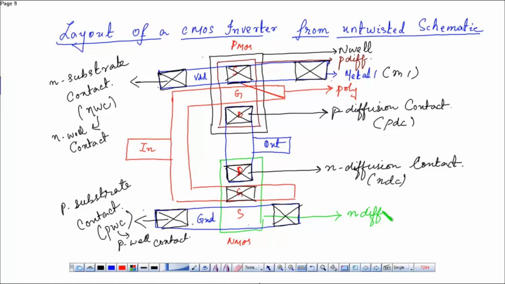This is actually N diffusion, but you actually write NDiff. Similarly over here, this is written as P diffusion or the PDiff. So this is the layout of a CMOS inverter that is drawn from the untwisted schematic diagram, and these are the different layers that have been used.